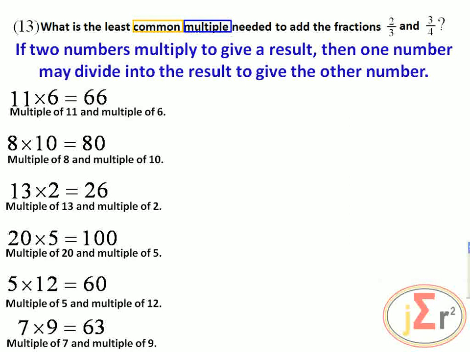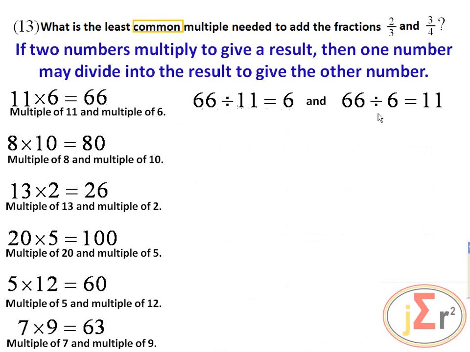If two numbers multiply to give a result, then one number may divide into the result to give the other number. So we have 66. Notice that what we have here is 11 times 6, and that is equal to 66. Therefore, 66 divided by 11 is equal to 6. And 66 divided by 6 is equal to 11. Right. What about this one?